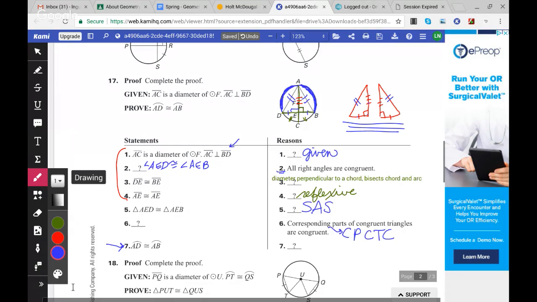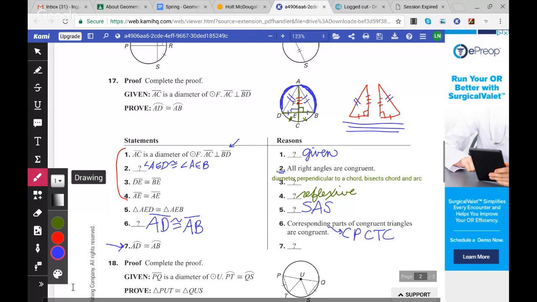So in step 6, we're going to name those chords because they're part of those triangles. Does that make sense? Yes, ma'am. So AD is congruent to what? To AB. And in step 6, we're naming the segments because we're talking about parts of the triangle. And then in step 7, we know that the chords are congruent. Why is that? Because of the hypotenuse leg. No, that's why triangles can be congruent.